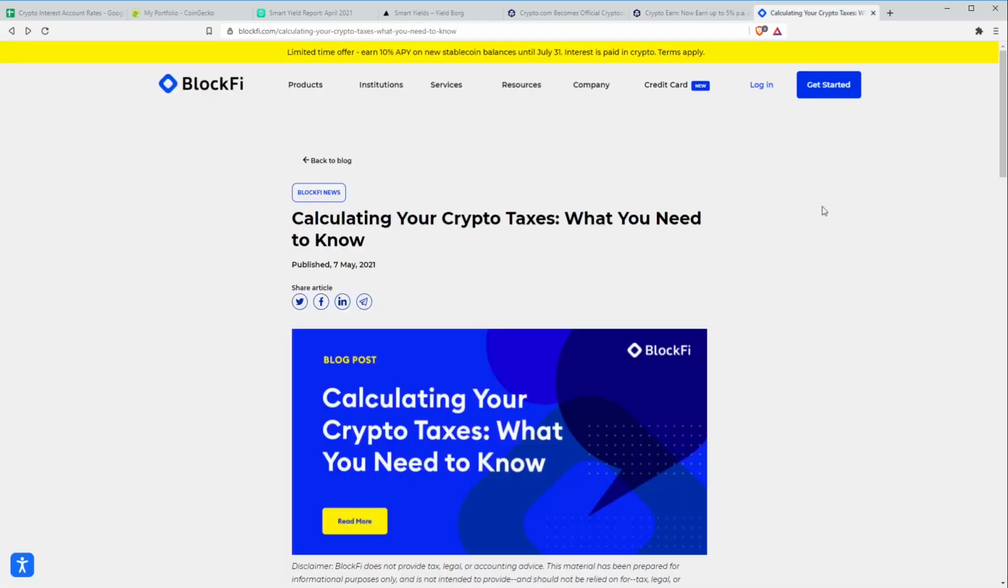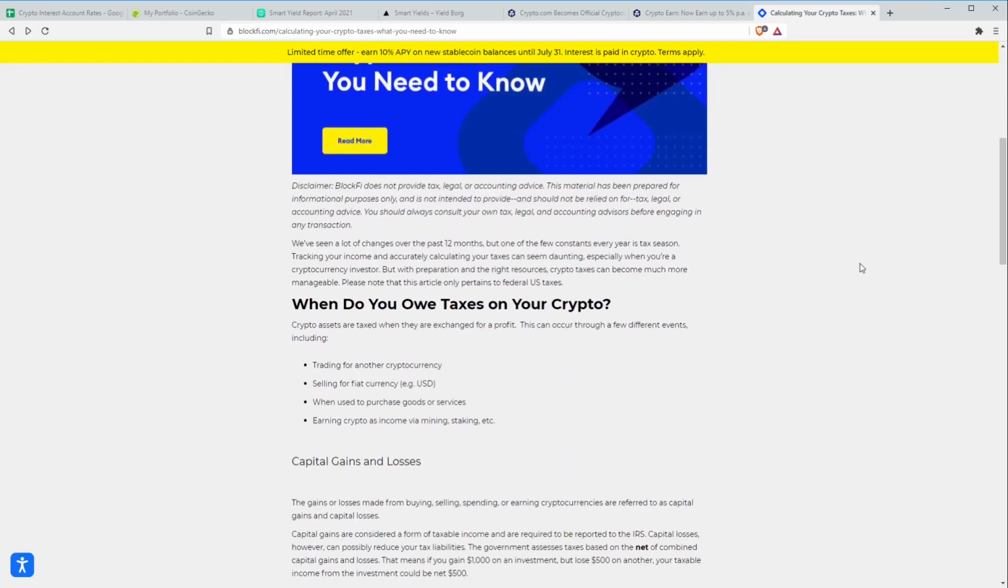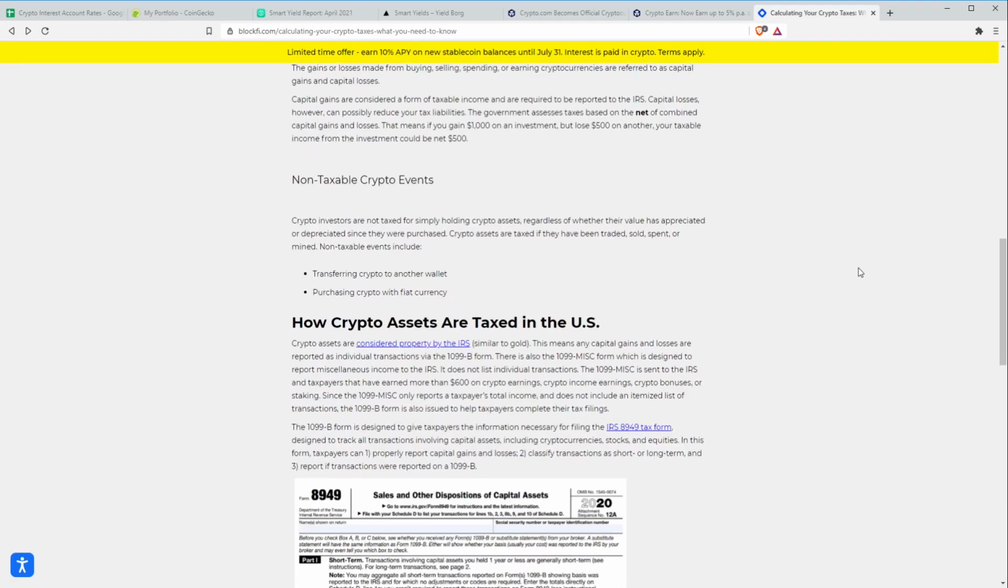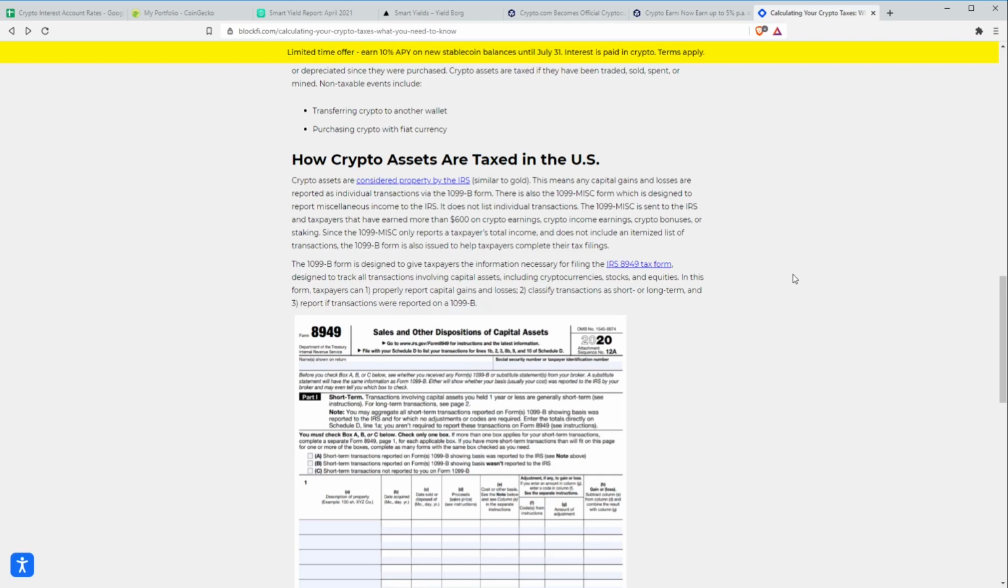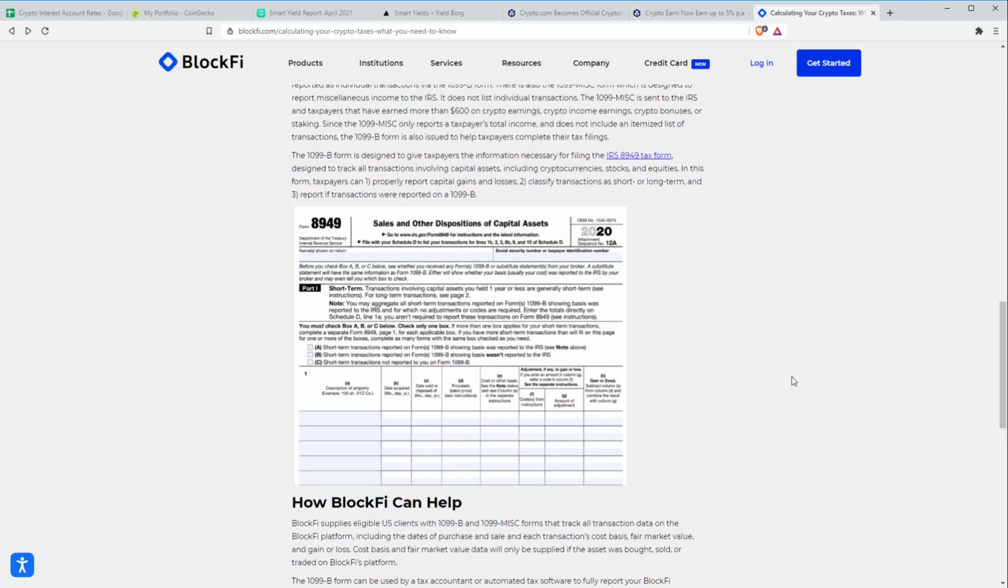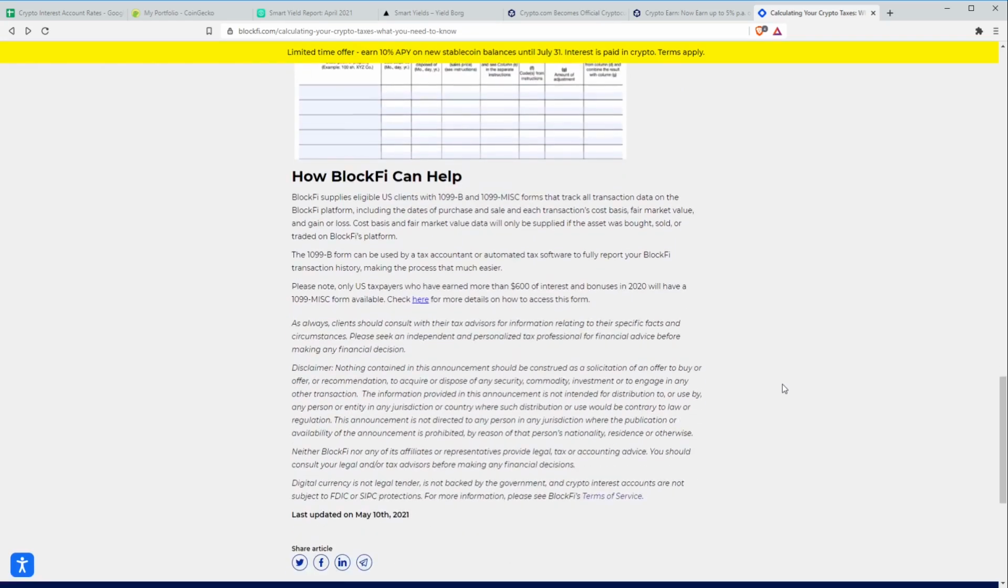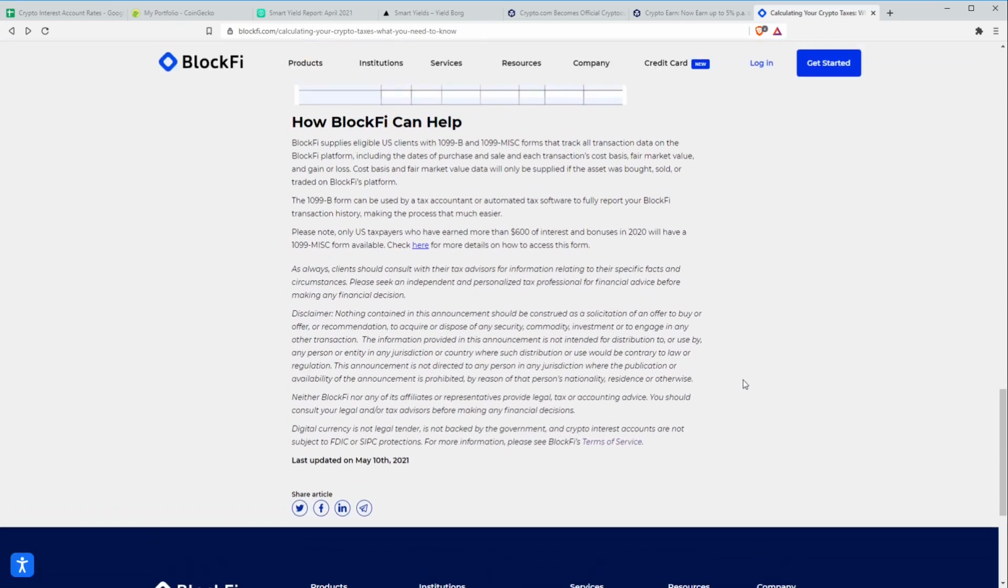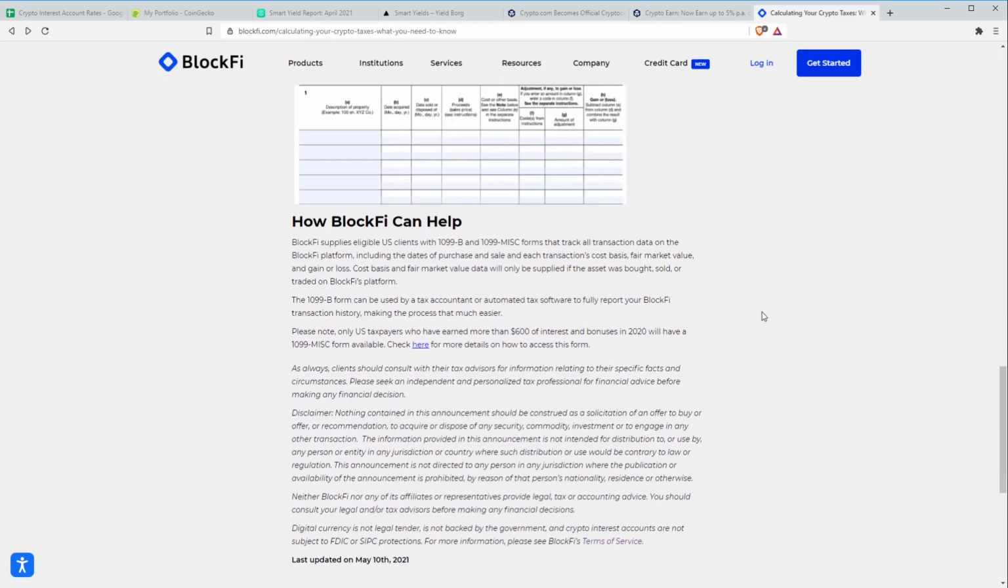And then finally, this story actually popped up on BlockFi. If you use BlockFi, if you're in the US, they produce, and we talked about this in the past, some information basically. So it's a 1099-B and there's a miscellaneous income form, a 1099-MISC form. So they will provide those for you, I believe, if you have done over a certain amount. So if you've earned more than $600 of interest and bonuses, you'll get the 1099-MISC form in your account.